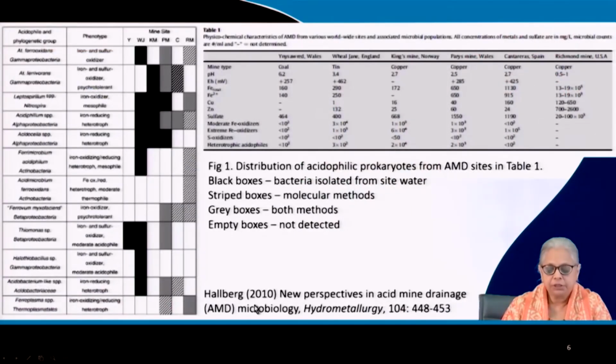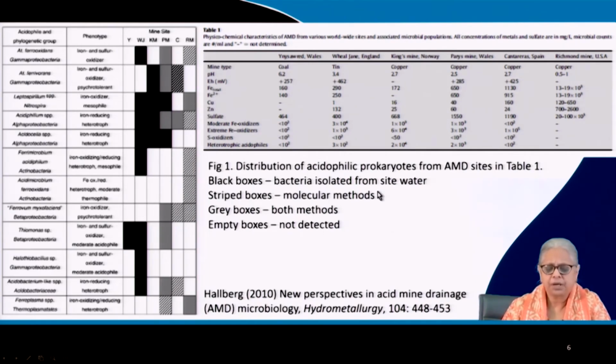So here we have a review paper which talks about acid mine drainage and the microbes that are associated with acid mine drainage. There is a whole long list of acidophilic bacteria that have been identified in acid mine drainage in various sites around the world. Most of them are in Wales, and one in Spain, one in the US. And what you see is that all of these black boxes indicate the bacteria that were isolated from the acid mine drainage water from the site itself.